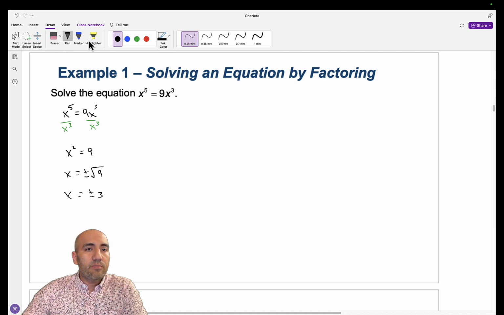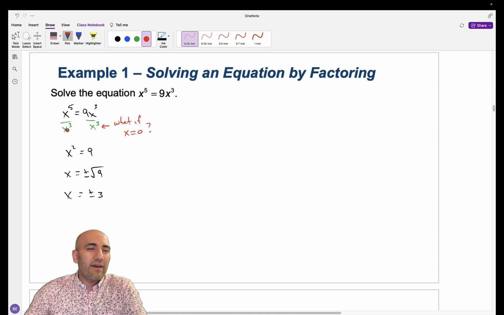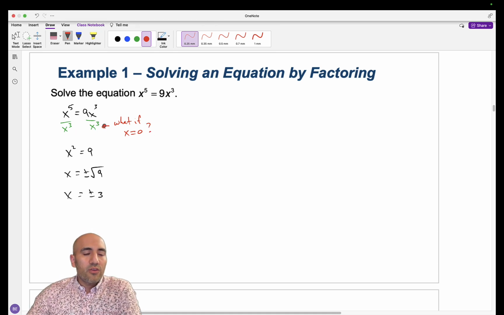Okay, do not do this. We don't want to do this because we don't know what x is. It's possible x might be 0. What if x equals 0, right? Then you're dividing by 0. So you don't really want to do that. Don't do it that way.